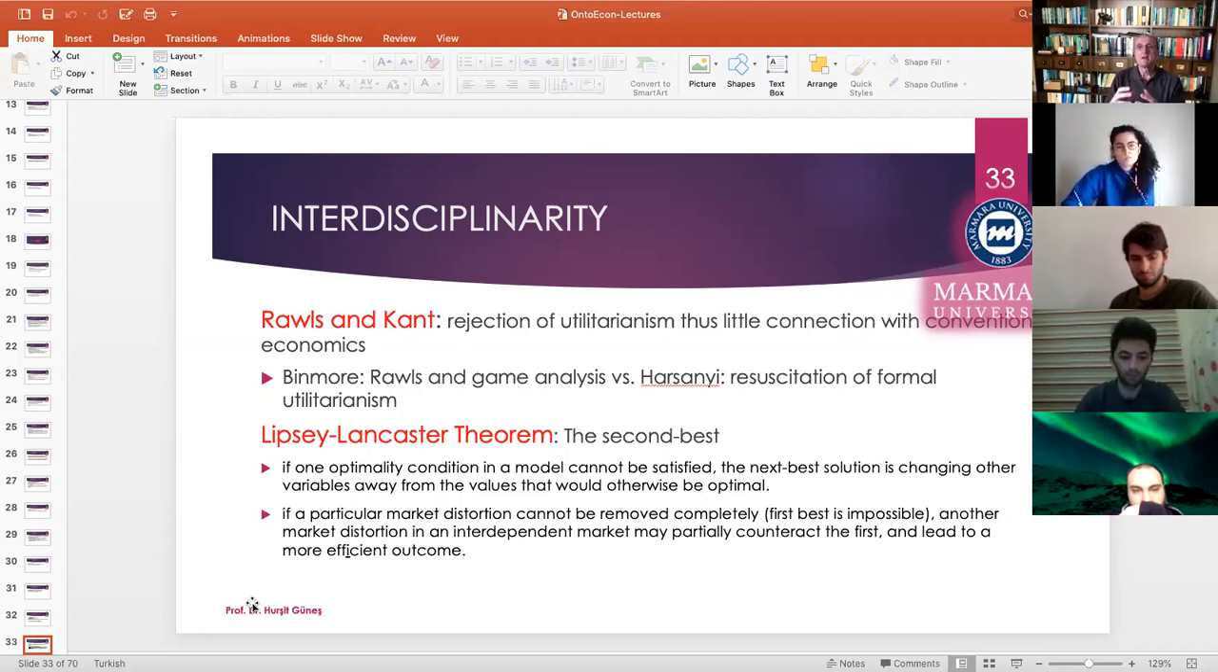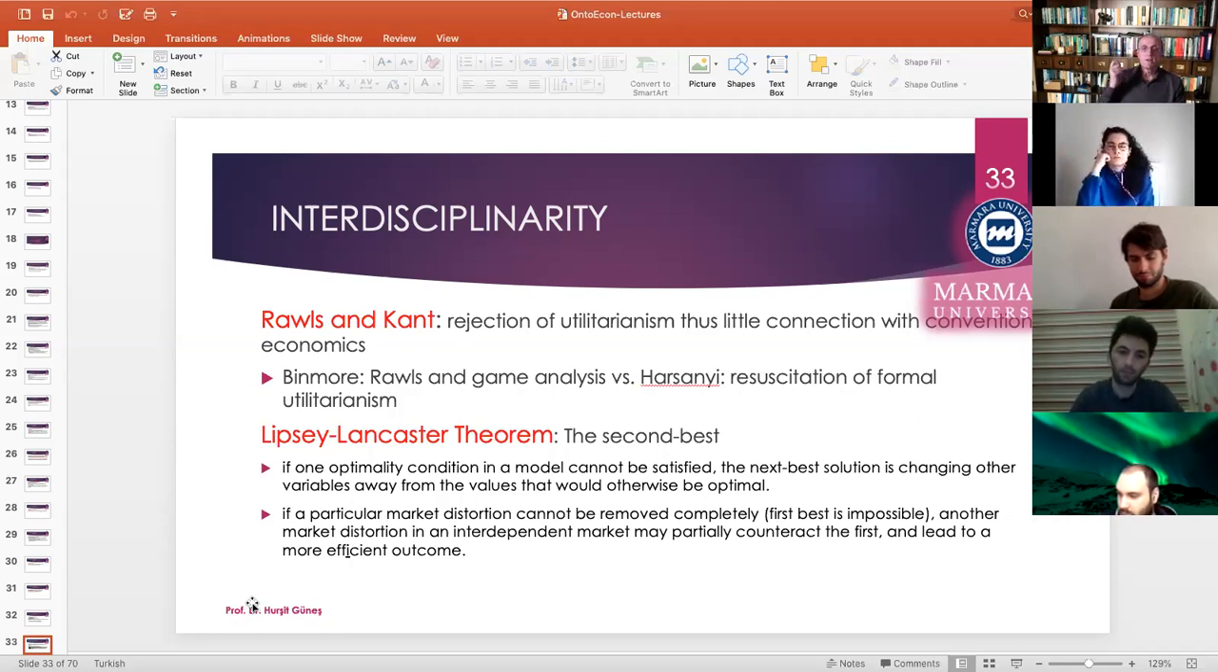Resuscitation is when somebody dies, to make somebody come back to life again. Yes, you pump his heart, you know that word? When somebody dies, they pump his heart and try to make him live again. That's the word, to resuscitate. Now, Harsanyi tried to make utilitarianism live again. Why? Because utilitarianism had died, was in the past.